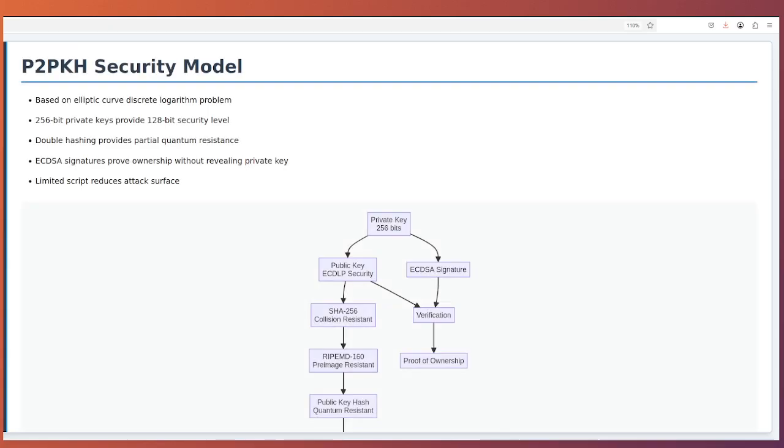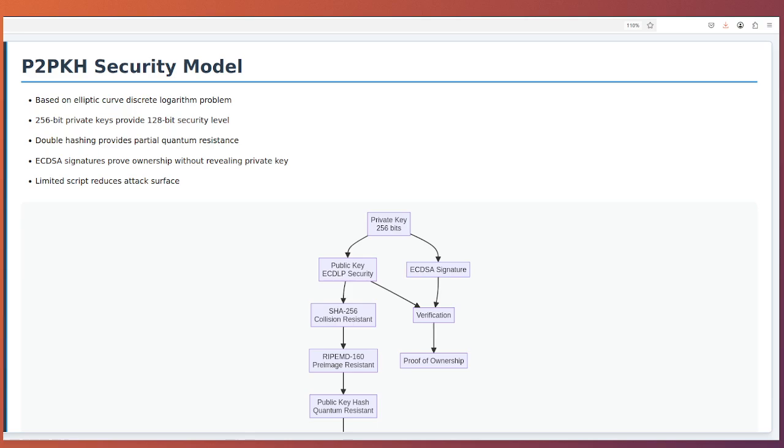P2PKH security model. The security of P2PKH transactions relies on multiple layers of cryptographic protection, each serving a specific purpose in the overall security architecture. Understanding these security properties helps you use Bitcoin safely and make informed decisions about key management and address reuse.